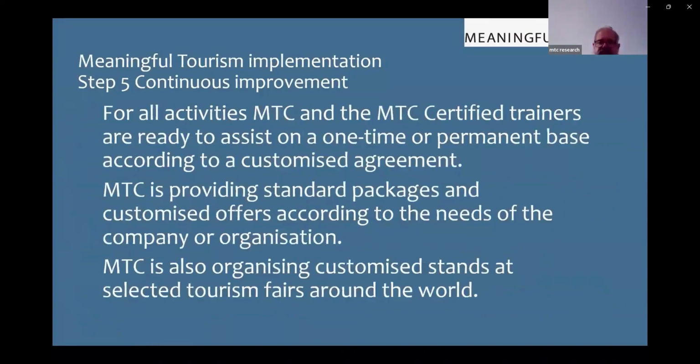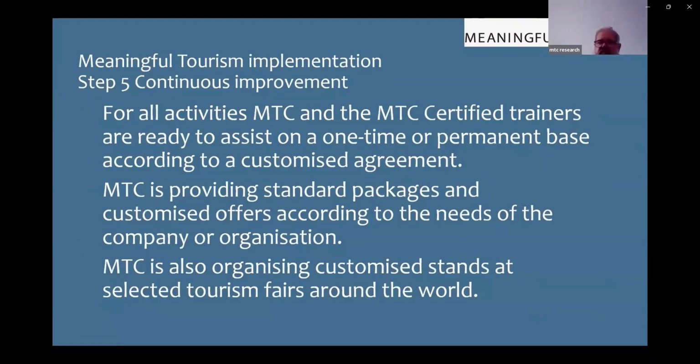Also here, for all the activities, our trainers and the headquarter are happy and ready to assist you. Again, that can be done spontaneously one time, or can be done with an agreement. We have some standard packages which can be the base of discussion and then can be customized according to the needs.